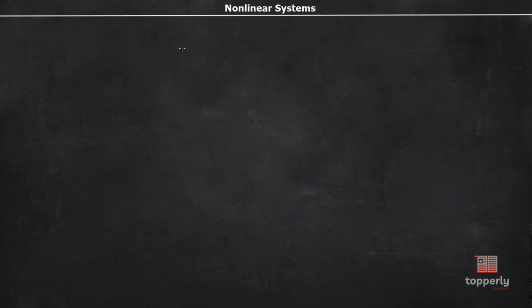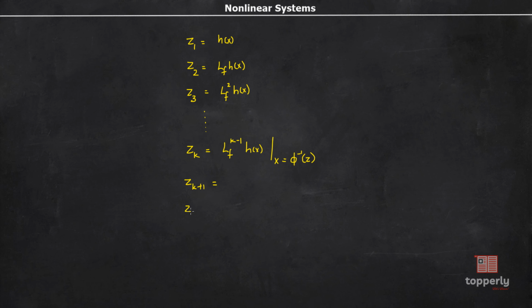So that way the coordinates till zk are set as z1 is equal to h of x, z2 is equal to Lf h of x, z3 is equal to Lf square into h of x, etc. to zk is equal to Lf k minus 1 into h of x, where x is equal to phi inverse of z. Now we need to choose the rest of the terms, that is zk plus 1, zk plus 2, etc. all the way up to zn.